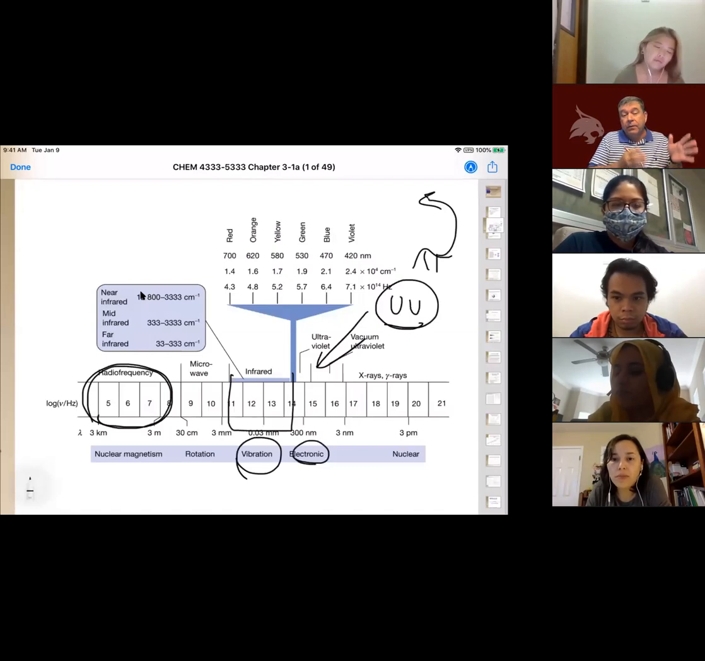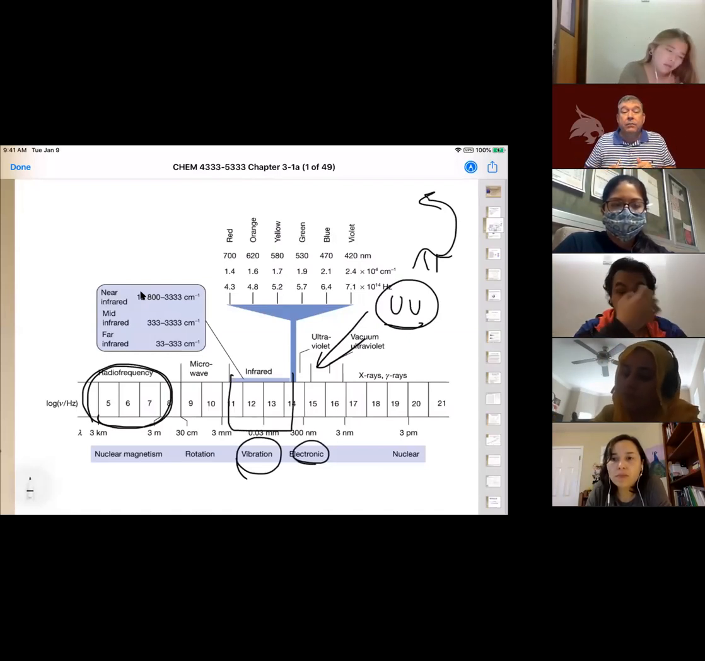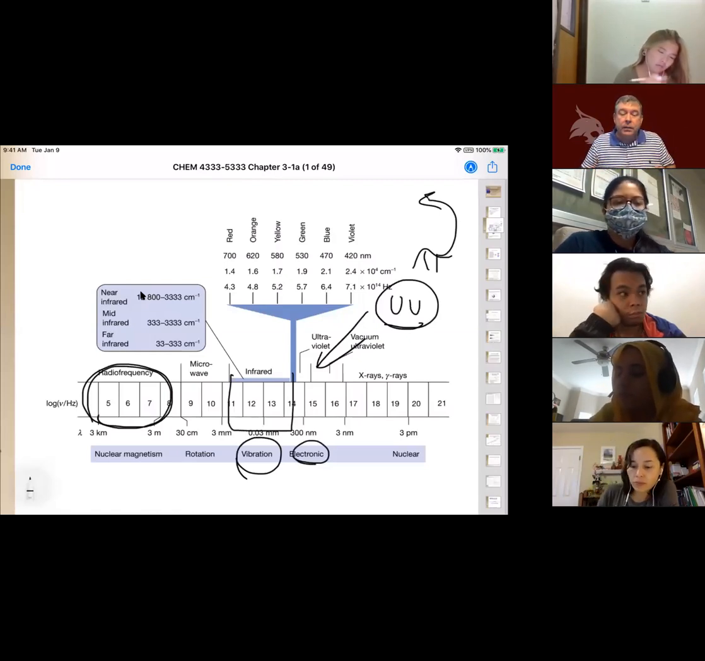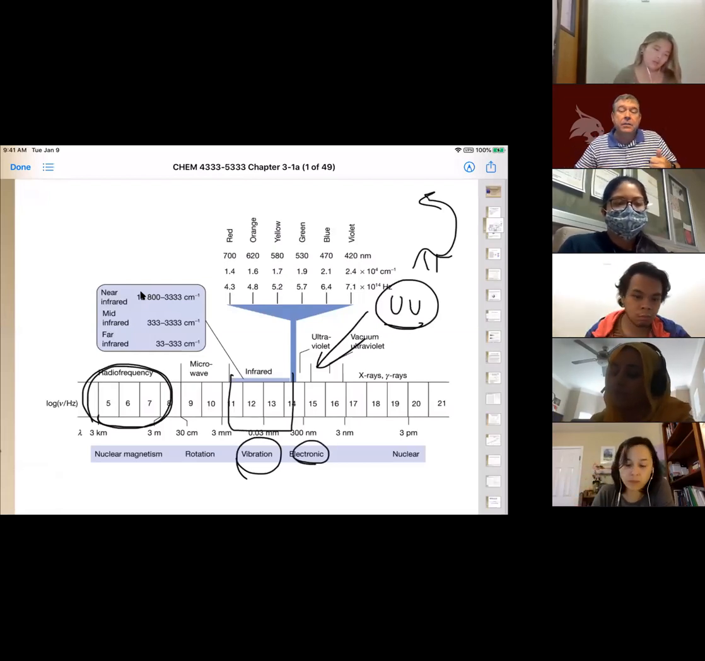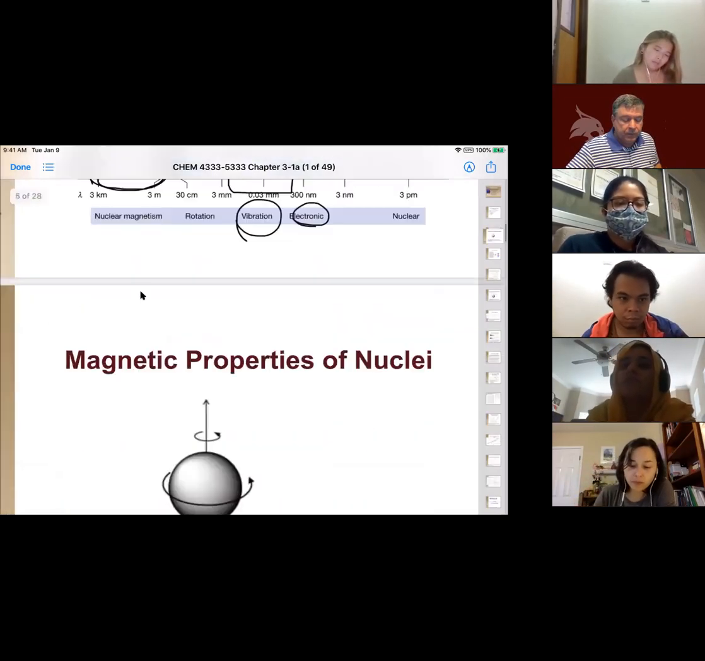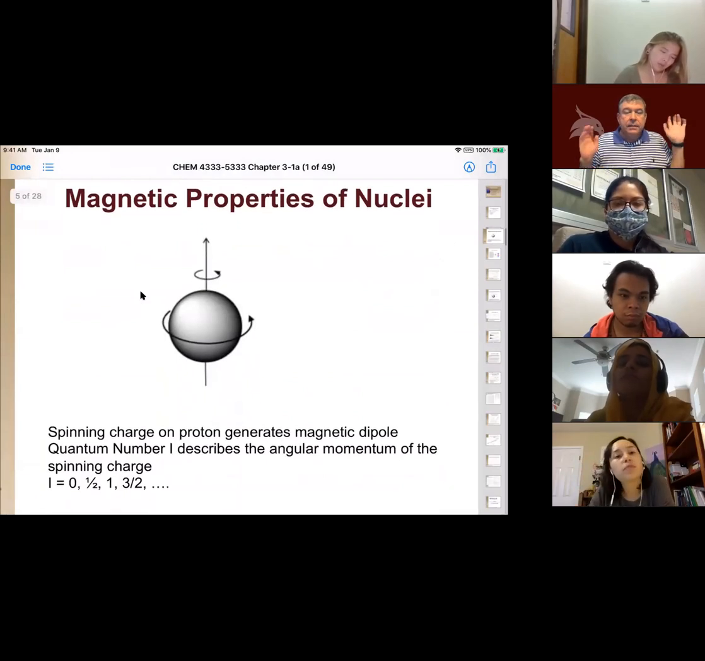So we actually have 3 different bands in which we look for information as to our chemical compounds. And they all affect different parts of the chemical compounds. So we have the atoms, we have an electronic state, and we also have the nucleus. Okay. So let's talk about the nucleus.